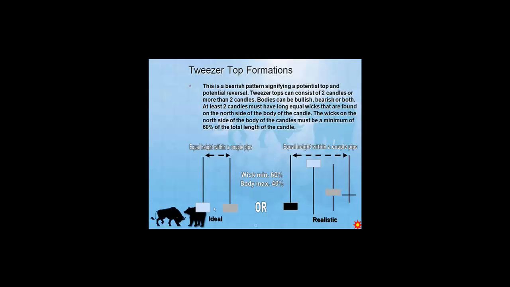In order for it to be a tweezer top, it has to have very little body, less body than wick. Here we see wick minimum 60%, body maximum 40%, and we have to have the wicks almost at the same level. Okay, it could be within a couple of pips. I would say 8 to 10 pips difference. Basically, don't get too caught up with how many pips difference. Just get caught up that they're at the same level.